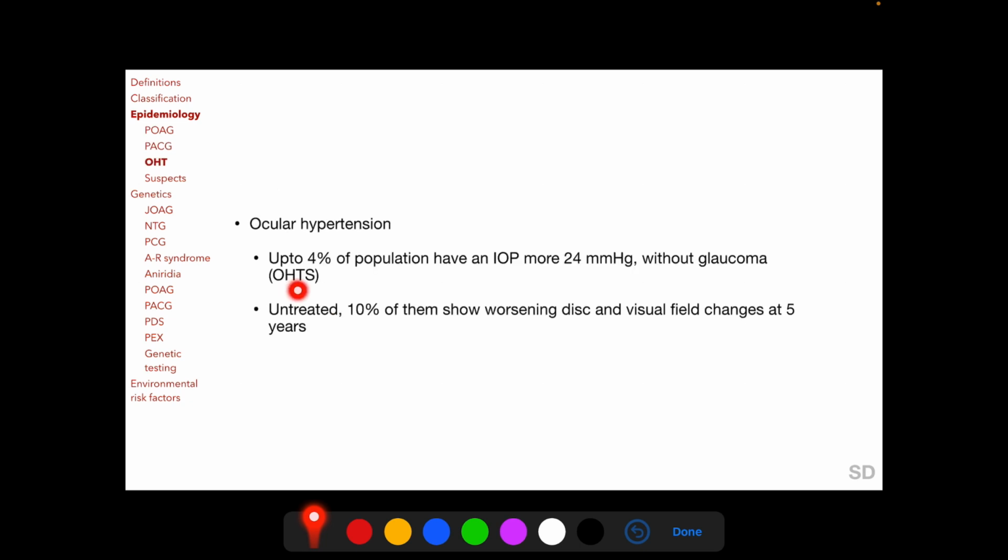In the OHTS study, up to 4% of the population has been found to have ocular hypertension, with an IOP more than 24 millimeters of mercury but without glaucoma. Untreated, 10% of these patients show worsening disc and visual field changes at 5 years. So these patients require careful long-term follow-up.